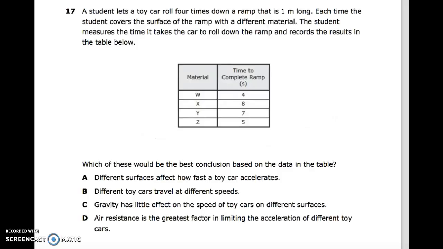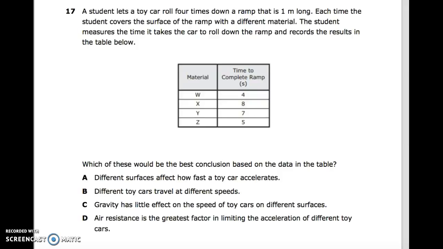17. A student lets a toy car roll 4 times down a ramp that is 1 meter long. Each time the student covers the surface of the ramp with a different material. The student measures the time it takes the car to roll down the ramp and records the results in the table below. Material, time to complete ramp. Which of the following would be the best conclusion based on the data in the table?